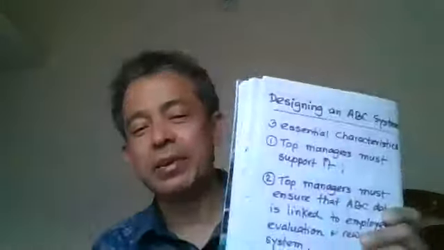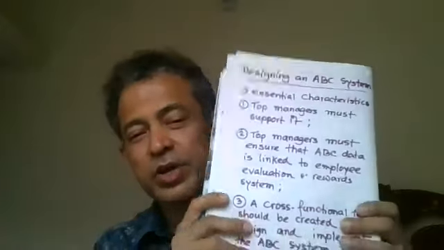Anyway, so designing an ABC system. How do you design? First of all, there are 3 essential requirements for an ABC system to work. Number 1 is top management must support it. And number 2, top management must ensure that ABC is linked to employee performance evaluation, their evaluation and rewards system, their rewards and punishment system.